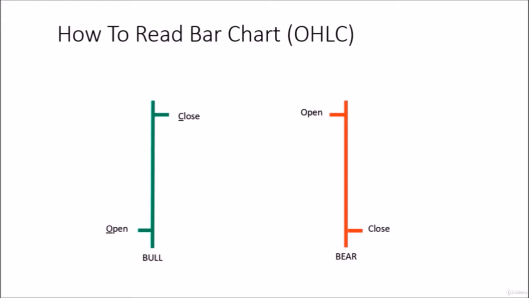As you can see, each bar chart includes the open and close price, and the high and low that occur during a specific interval. The high is the highest price traded during the day and is indicated by the top of the vertical bar, and the low is the lowest price traded during the bar and is indicated by the bottom of the vertical bar.